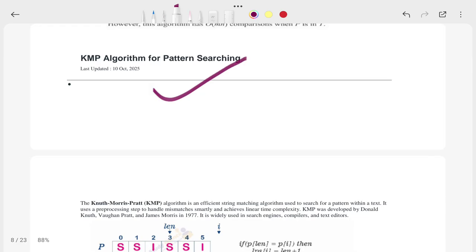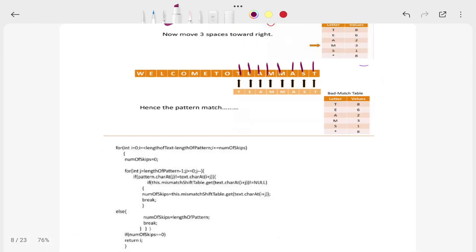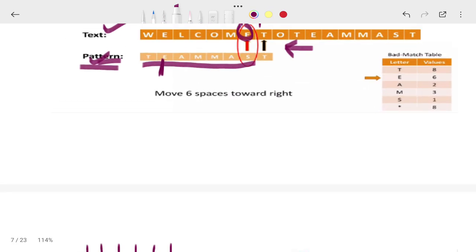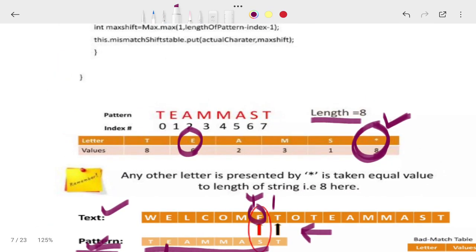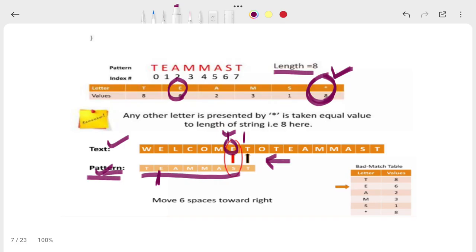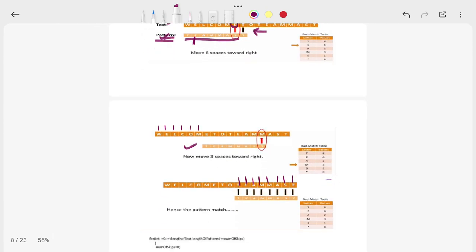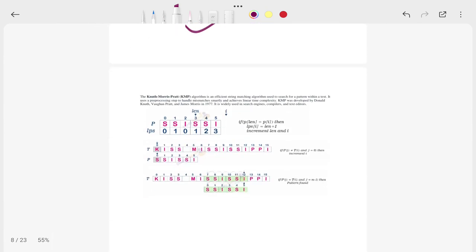Now we are going to another one. So this is the Boyer-Moore. Okay, this is very good because I like this one. This is a very good algorithm, Boyer-Moore. Now I am going to another one. The other one is the KMP.